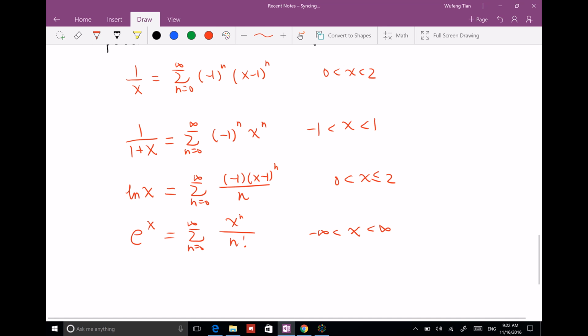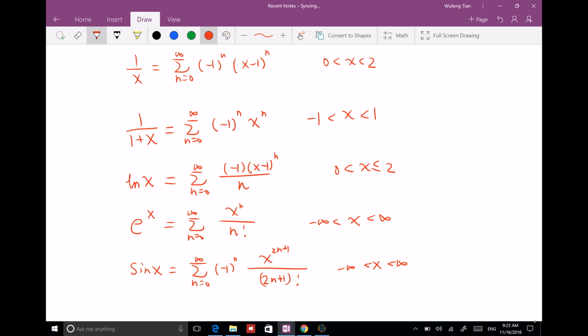Okay, so sine x equals the sum from n equals 0 to infinity of negative 1 to the power n, x to the power 2n plus 1 over (2n plus 1) factorial, for negative infinity less than x less than positive infinity. We also have cosine x equals the sum from n equals 0 to infinity of negative 1 to the power n, x to the power 2n over (2n) factorial, just the even terms.